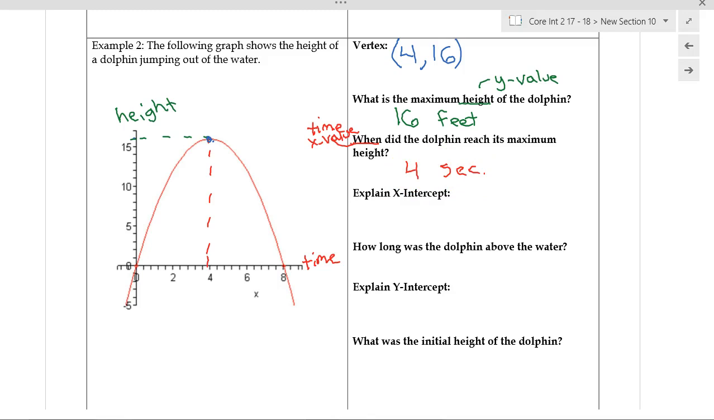So again, explain the x-intercept. The x-intercept is when height equals 0. So it's here. That's when my height equals 0. So the x-intercept is the time when, if the height equals 0, then the dolphin is landing in the water. So the time when the dolphin lands in the water.